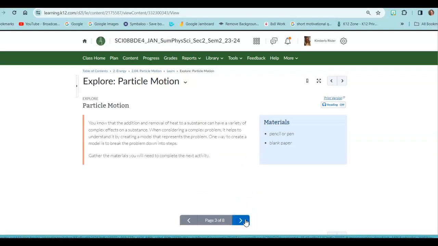You know that the addition and removal of heat to a substance can have a variety of complex effects on a substance. When considering a complex problem, it helps to understand it by creating a model that represents the problem. One way to create a model is to break down a problem into steps. We're going to gather the materials you will need to complete the next activity, and this is leading into your science notebook activity. You probably want to take some notes here to start formulating some ideas to be able to design your experiment.